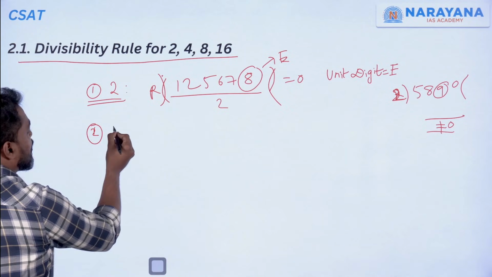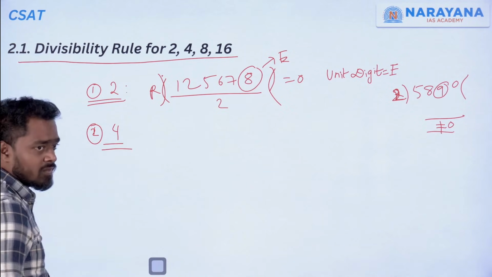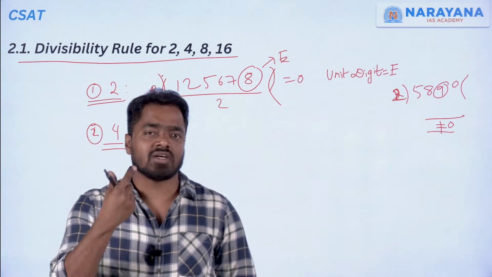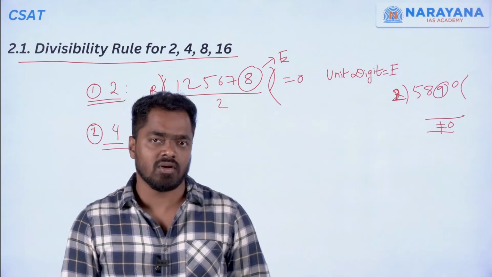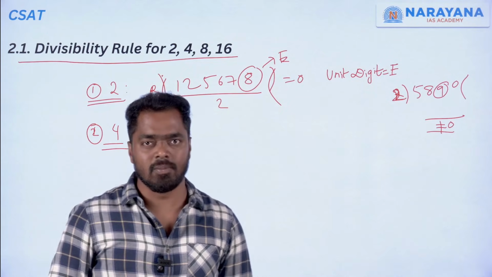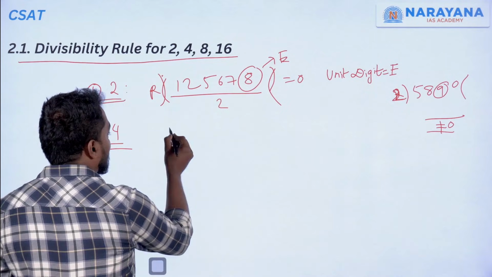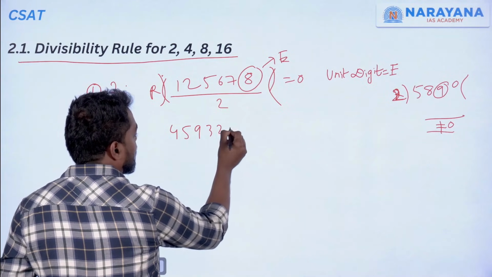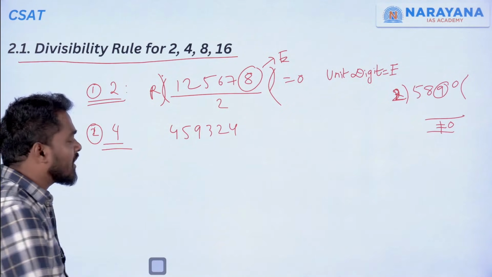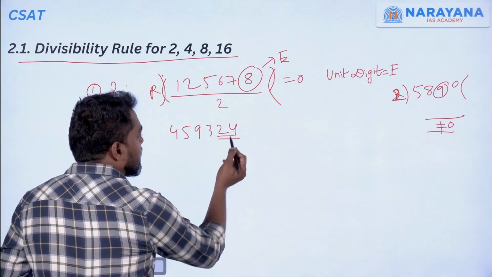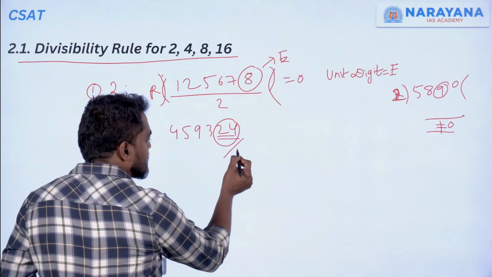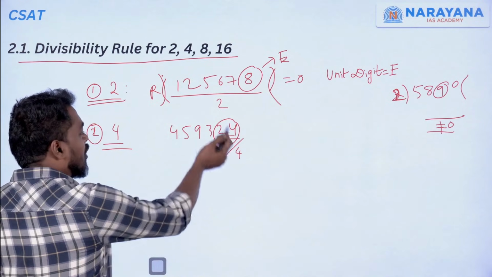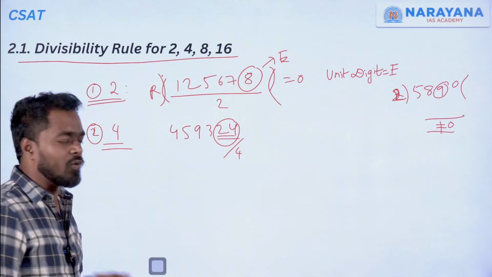Next, the divisibility rule of 4. If the last two digits of a particular number are divisible by 4, then the whole number will be divisible by 4. For example, if you take 4, 5, 9, 3, 2, 4, you have to take the last two digits. If the last two digits are divisible by 4, 4 sixes are 24, the remainder is 0, then the whole number is divisible by 4.